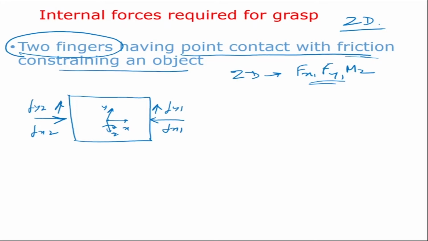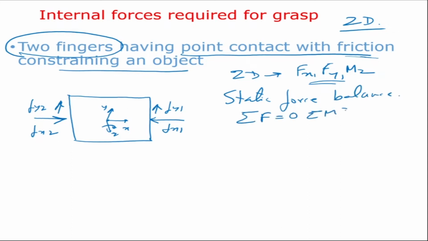Now from the static force balance equations, we know that sigma F must be equal to 0 and sigma M must be equal to 0 for this to be in static equilibrium. So for this system to be in static equilibrium, subjected to the forces Fx, Fy, and Mz at the center, we are applying forces with 2 fingertips. Now I need to find the fingertip forces in order to balance a particular capital Fx, capital Fy, and capital Mz acting at the center.